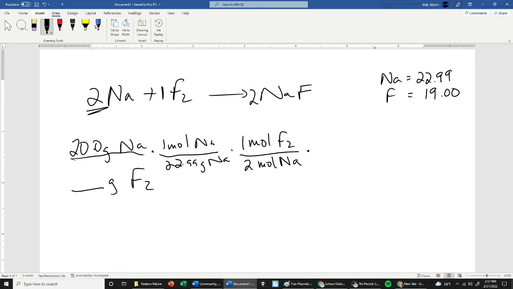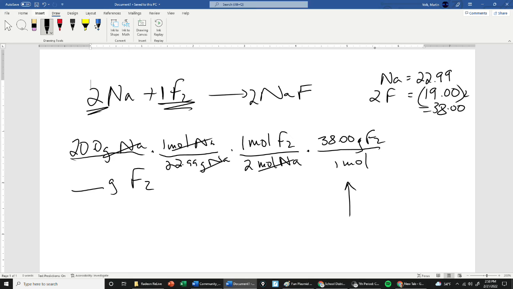The last step is to convert that back to grams now, and we've canceled out the grams of sodium, we've canceled out the moles of sodium, and we now still have moles of fluorine, which we now want to convert to grams. Now, I looked up the molar mass of fluorine, but there's actually 2 fluorines there because it's F2. So therefore, I'm going to have to multiply that by 2, which is going to be 38.00. This time the grams goes on top, so it's 38.00 grams of fluorine over 1 mole.